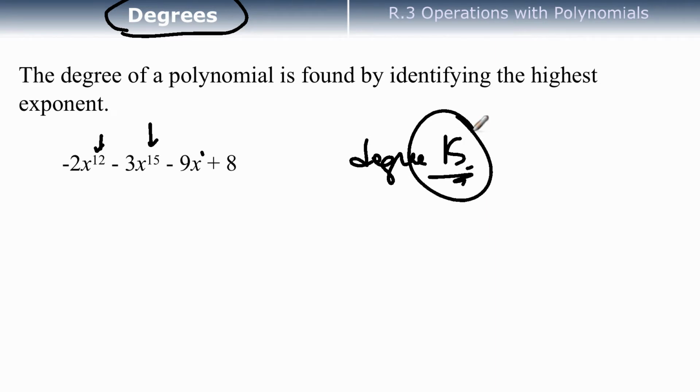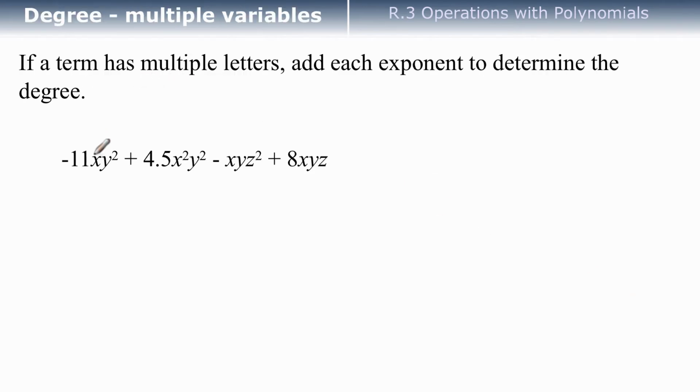Knowing what degree it is helps me know what kind of graph this thing might look like, and we'll talk about that in another lesson. Now, if you have multiple letters in a term, here's a term, here's a term, here's a term, here's a term, so 4 terms. If you have more than one letter there, like an x or y, p, q, whatever, to find out what the degree of this term is, you add those two exponents. So x squared, y squared, so this 2 plus 2, this would have a degree 4, that term.